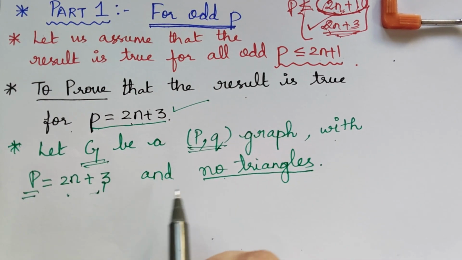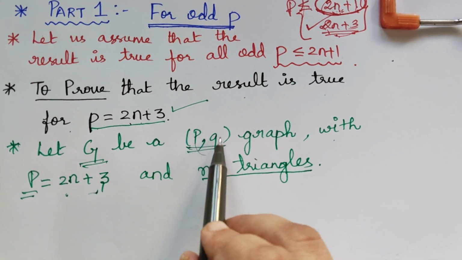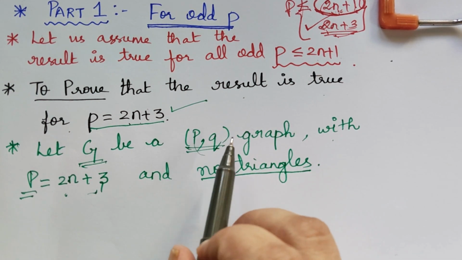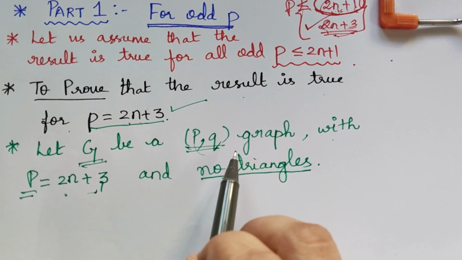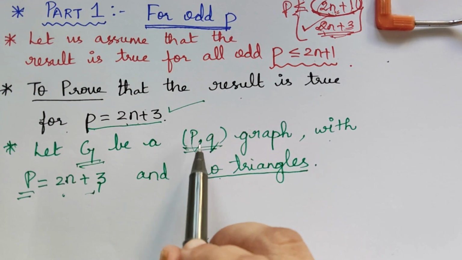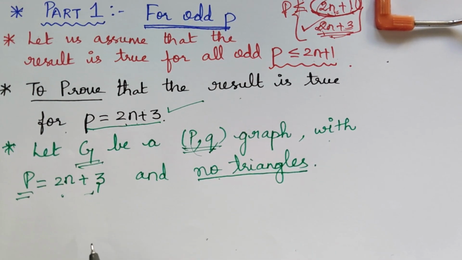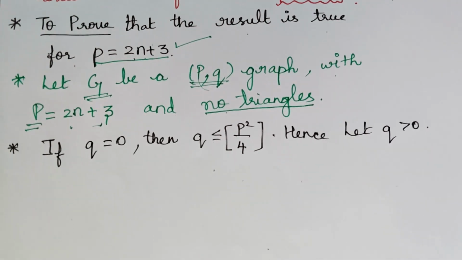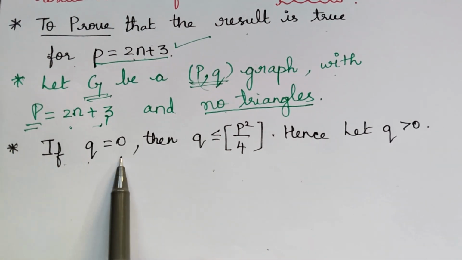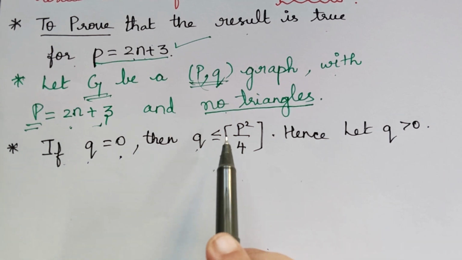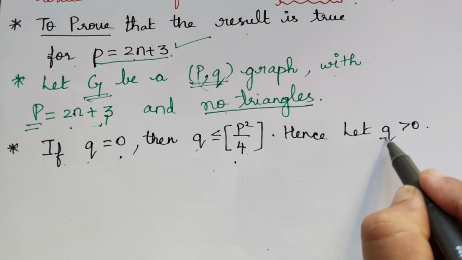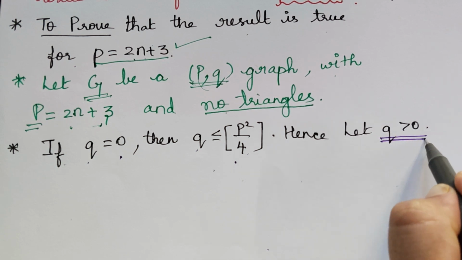Now first, if Q is equal to 0, that is if there is no number of edges, then obviously Q is already lesser than or equal to P square by 4, which we already saw. So we are going to consider all those values of Q to be greater than 0. So let us put it in words. Now after taking Q to be equal to 0, we see that Q is lesser than or equal to integral part of P square by 4. So therefore we are going to prove the result for all those values of Q greater than 0.